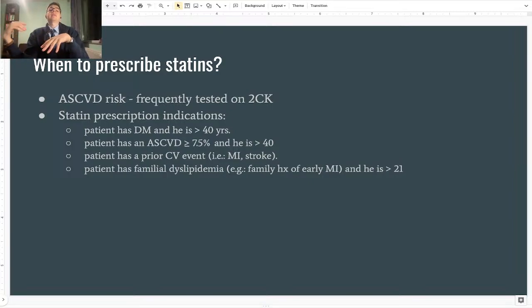Lastly is when the patient has familial dyslipidemia and he's more than 21, then we can also prescribe statins. The history of familial dyslipidemia can be mentioned as an early myocardial infarction in the family, but it can also be found as an acute pancreatitis in the father or mother.